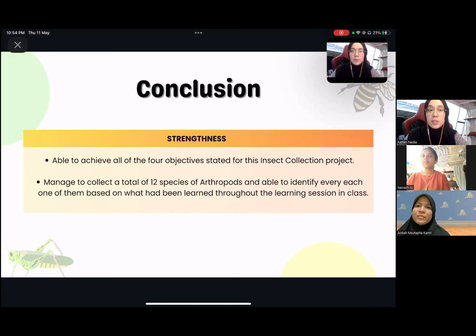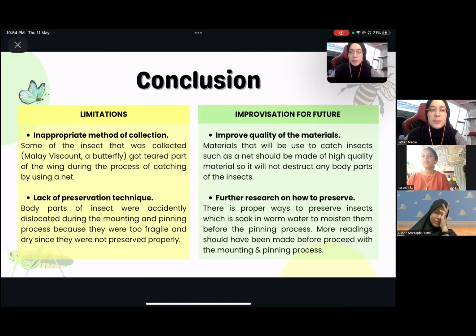As for the limitations, the first one is an inappropriate method of collection, because some of the insects that were collected, for example the Malay viscount, got a torn wing during the process of catching by using a net. As for the improvement, we would like to improve the quality of the materials used to catch the insects, such as the net, which should be made of high quality material so that it will not damage any body parts of the insects.